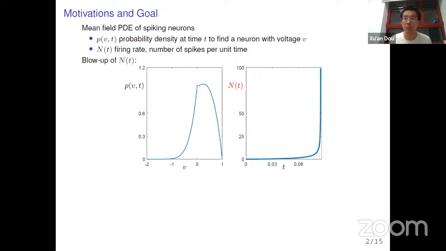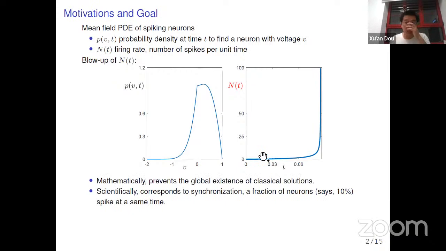To model a large number of spiking neurons, we can consider a mean field model in which the neural network is described by two quantities: a probability density P, which gives the voltage distribution, and the firing rate N, which gives the spiking activity. The meaning of N(t) is the number of spikes per unit time. And remarkably, as mentioned by Delphine, the firing rate N(t) can blow up. As in this figure, N(t) diverges to infinity in finite time.